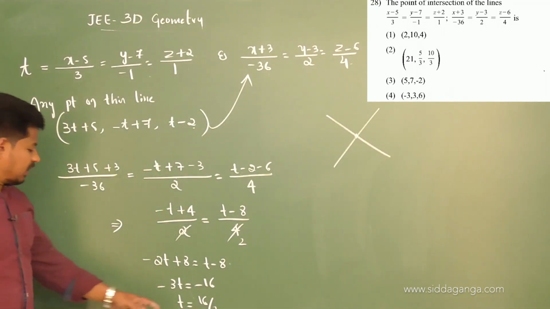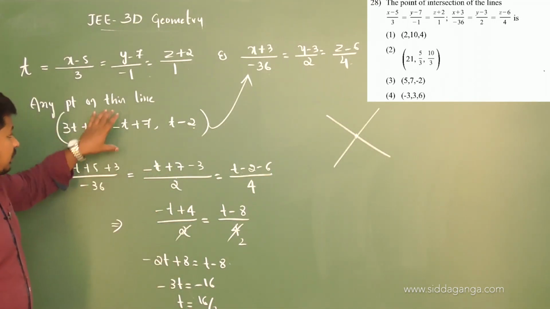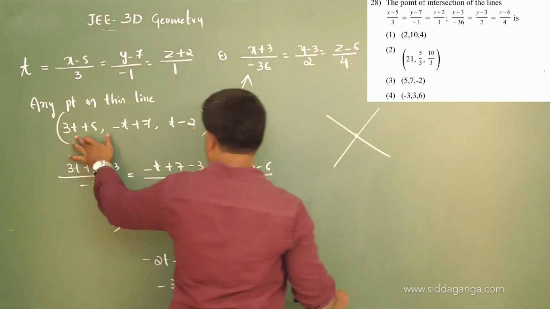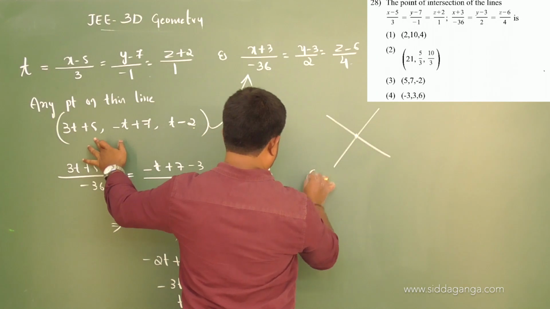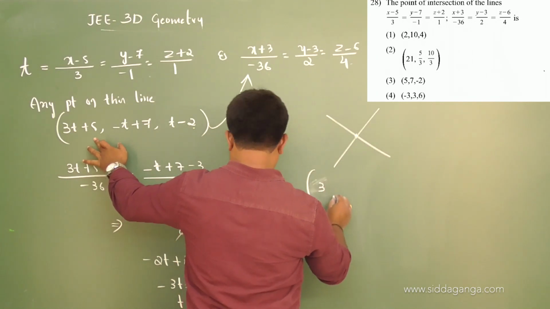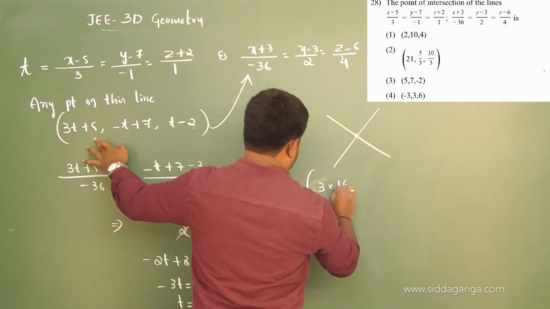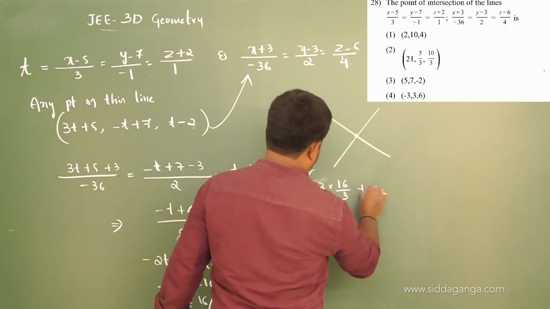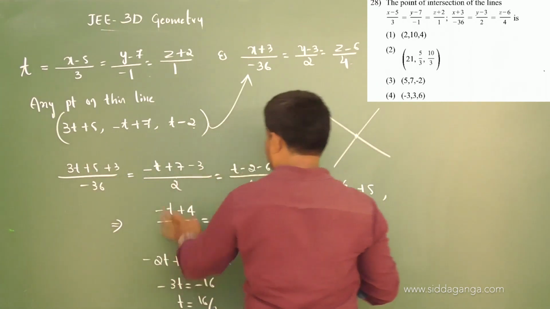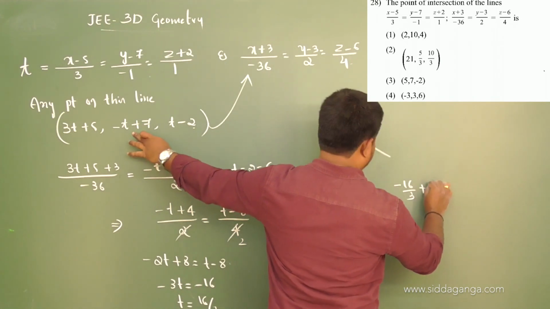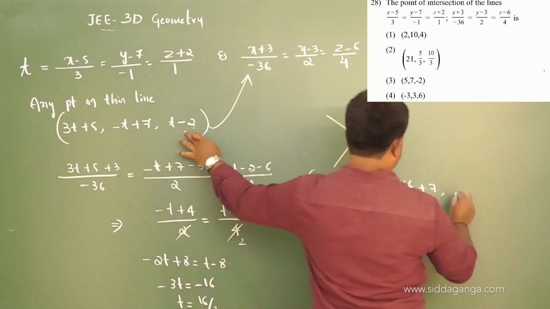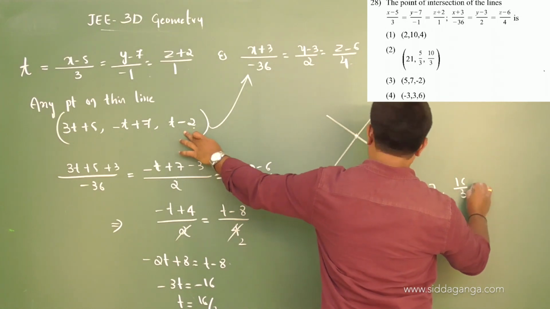Okay. Now, let me substitute this t value in this point. So, you get 3t plus 5, 3 into 16 by 3 plus 5, that is the x coordinate. Y coordinate is minus 16 by 3 plus 7. And z coordinate is 16 by 3 minus 2.